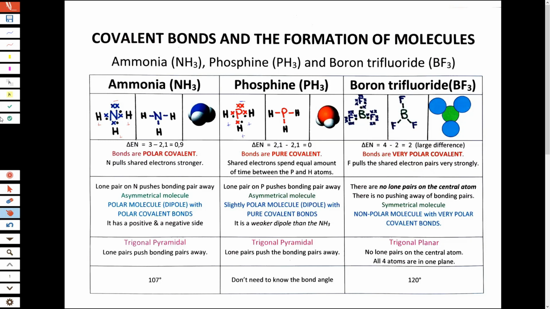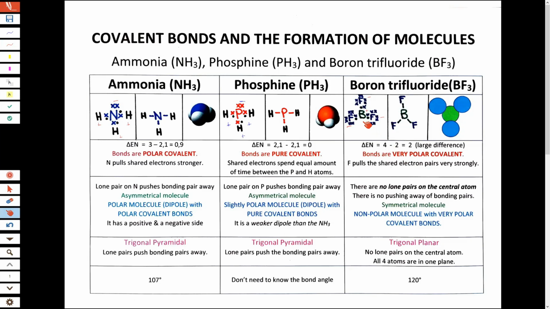But because this molecule doesn't have lone pairs on the central atom, we are going to end up with a molecule that is positive in the center, but negative around the outside. So that is like looking at an orange, maybe a fruit orange, where the center of the orange is positive and the peel, the skin all around is negative. So this molecule of boron trifluoride does not have a positive side and a negative side. The main reason for that is because there are no lone pairs on the central atom.